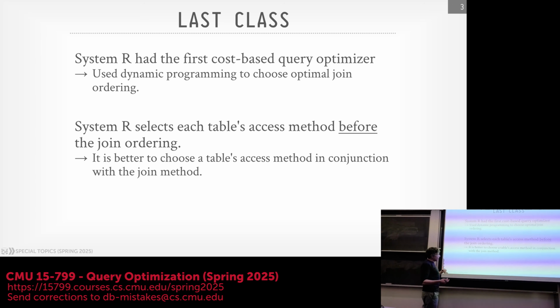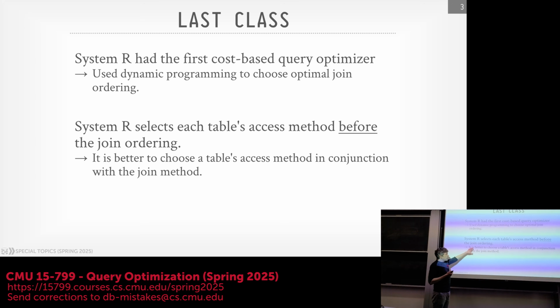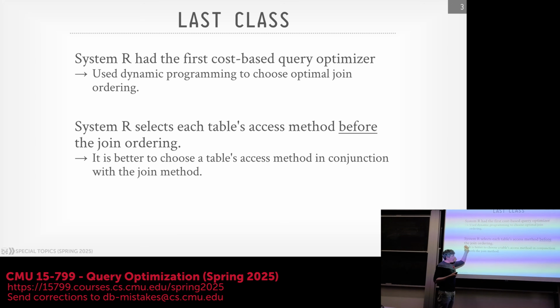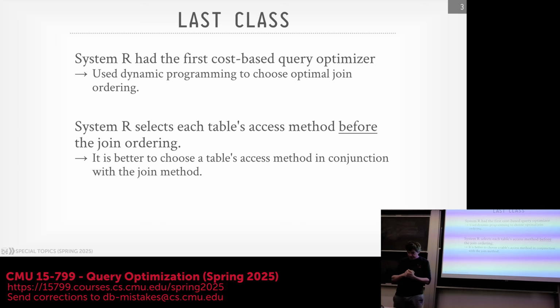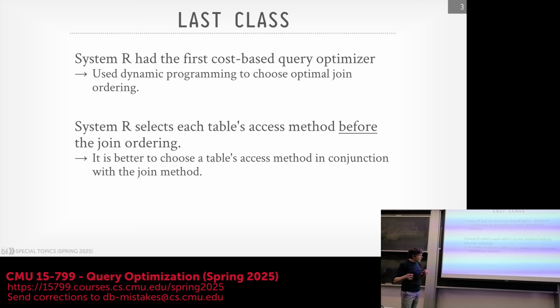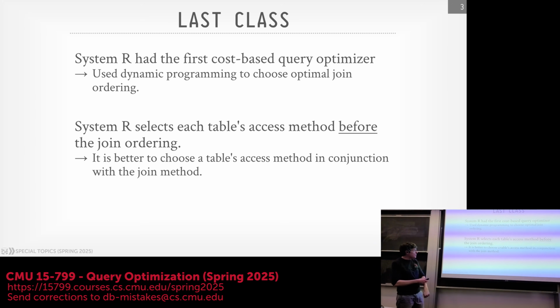So what the Starburst paper will point out, and what we'll see in future optimizers, is that the right thing to do is to select the access method at the same time you're selecting the join method. That sets up how we're going to do more complex things, looking at all the rules that are in Starburst today.